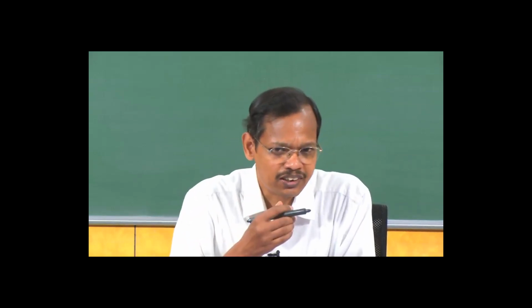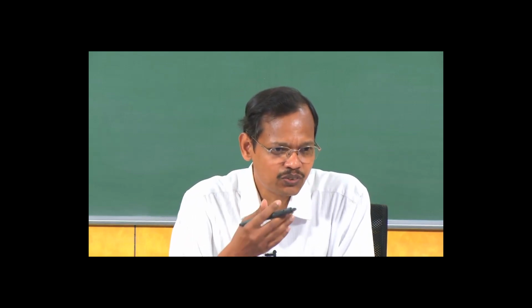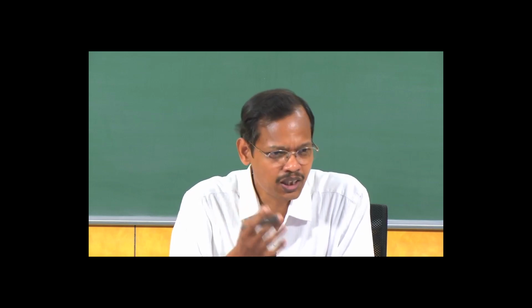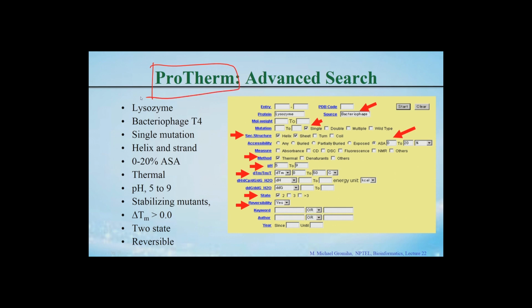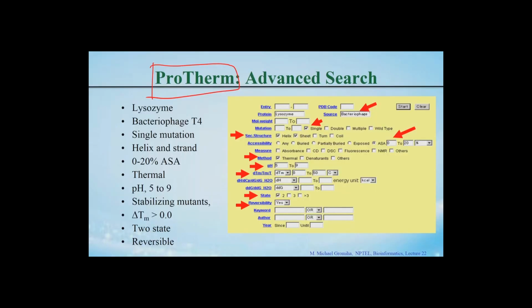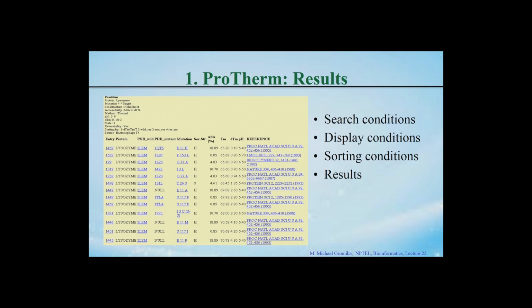So, how do we understand the factors which influence the stability? In this case we use a database. Which database contains the data? ProTherm contains the data. It has more than 25,000 entries and more than 12,000 or 13,000 single mutants. Now we can search this database based on various search options available. For example, you can select the mutation type single, and you can see different types of other options available in the database, and finally you will get the data.